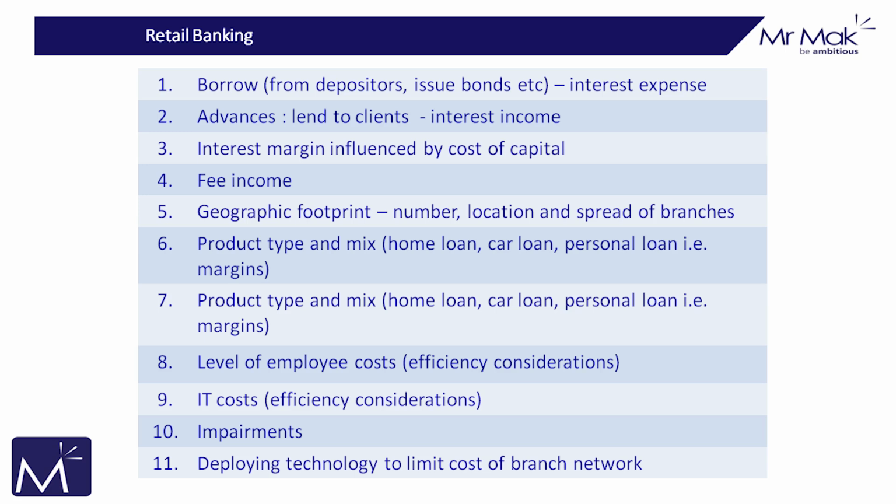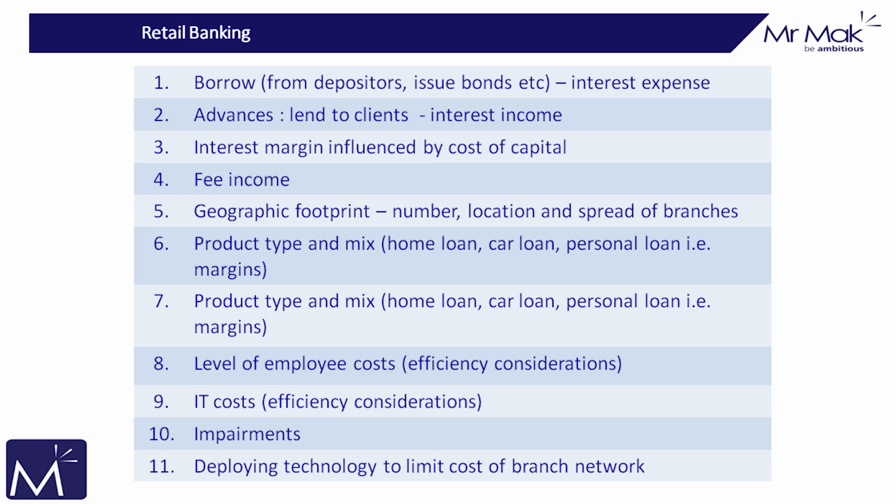So they are borrowing from depositors or they're issuing bonds, and they pay those people they borrow from an interest rate, but then they take that money and they lend it to their customers or to their clients at a higher interest rate. Let's say they lend it to their customers or their clients at 12%, but they've borrowed that money from their depositors at, let's say, 5%. They have what we call, in that example, an interest margin of 7%.